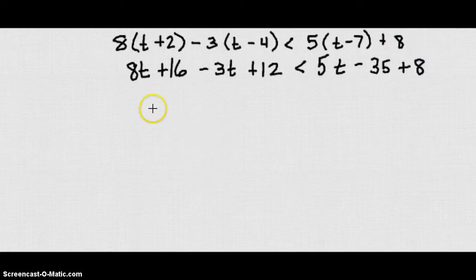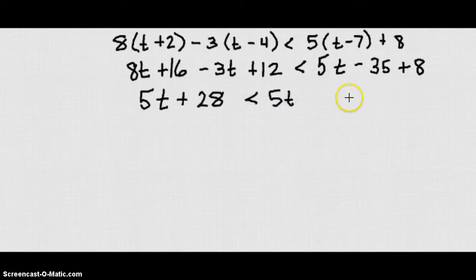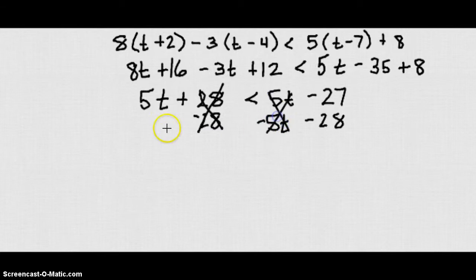Let's combine our like terms. We have 8t minus 3t, which is 5t. 16 plus 12, which is 28, is less than 5t minus 35 plus 8 is going to give me negative 27. So let's subtract 28 from both sides. So I'm going to cross out my 28. And let's also subtract 5t from both sides.